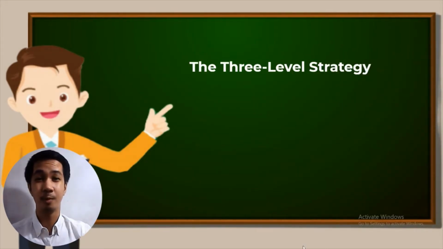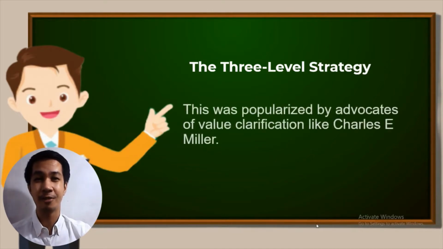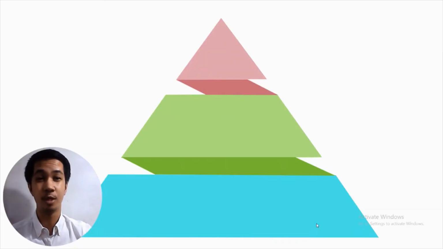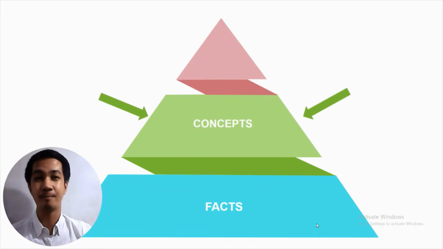Now let's move forward with the discussion of the 3-level strategy. The 3-level strategy was popularized by advocates of values clarification like Charles Miller. The proponents of this integrated teaching strategy assert that the teaching-learning process should touch three levels. And what are those levels? Number one, the facts level. Number two, the concept level. And number three, the values level.